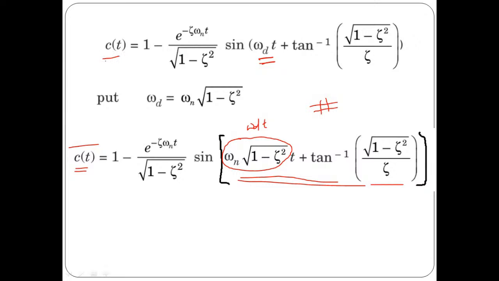So either you remember this equation or you remember this equation, it's up to you. But if you have to solve numericals on time response analysis of second order control system, you have to remember this equation. That is important. 1 minus e to the power minus zeta omega n t, whole divided by square root of 1 minus zeta square, into sine of omega d t plus this term, which is nothing but your phi. Your phi is nothing but tan inverse of under root 1 minus zeta square by zeta. That is important.